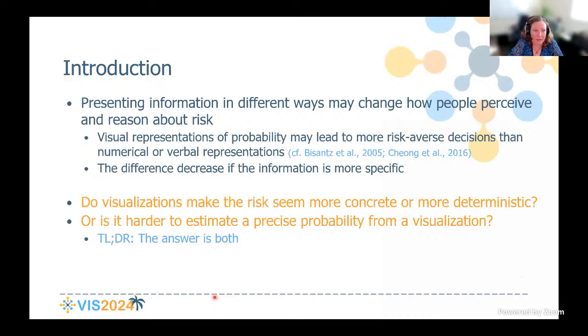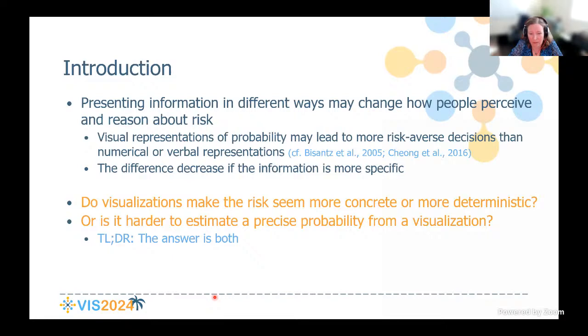All right, so we know from prior work that presenting information in different ways might change how people perceive and reason about risk. In particular, there are a few prior studies that have looked at visual representations of probability and have found that those can sometimes lead to more risk-averse decisions than numerical or verbal representations of the same information. And this difference tends to decrease if the information is more specific.